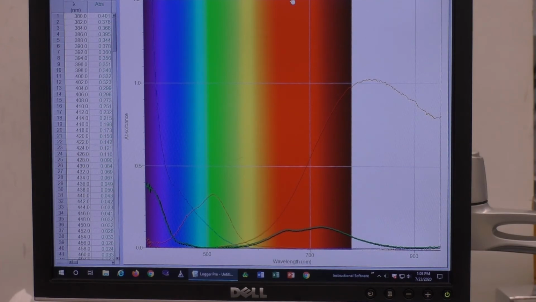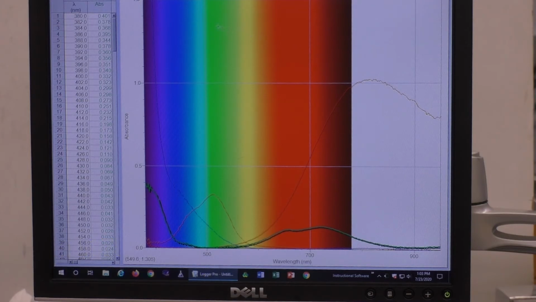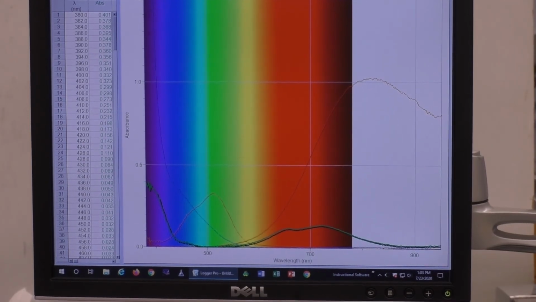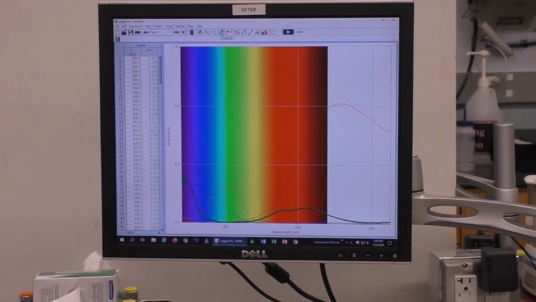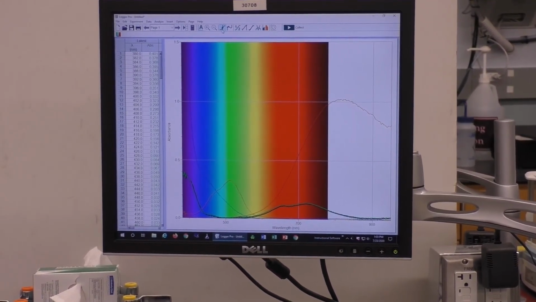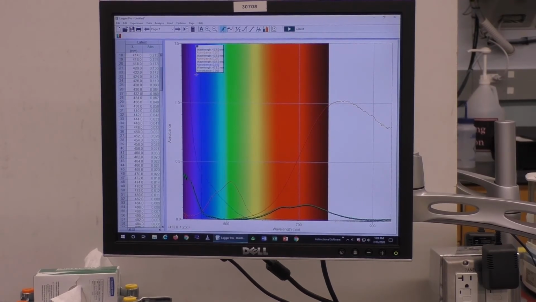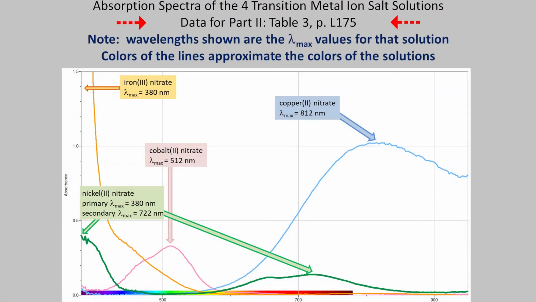So now the next thing that we want to do is on your data table, in table number 3, it says to record the lambda max. That is the wavelength at which the most light is absorbed in the visible spectrum. And we're going to go through, there's a little tool on Logger Pro that allows you to just select which ones are the maximum wavelength. We'll get those up there. And that is data that you need to record.